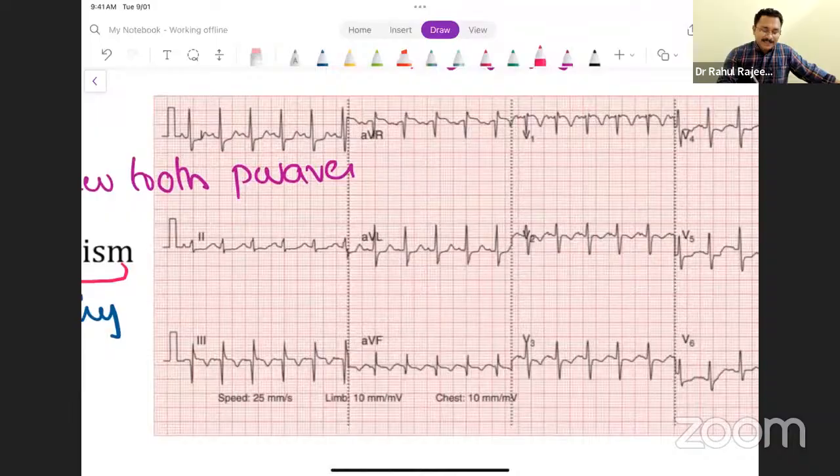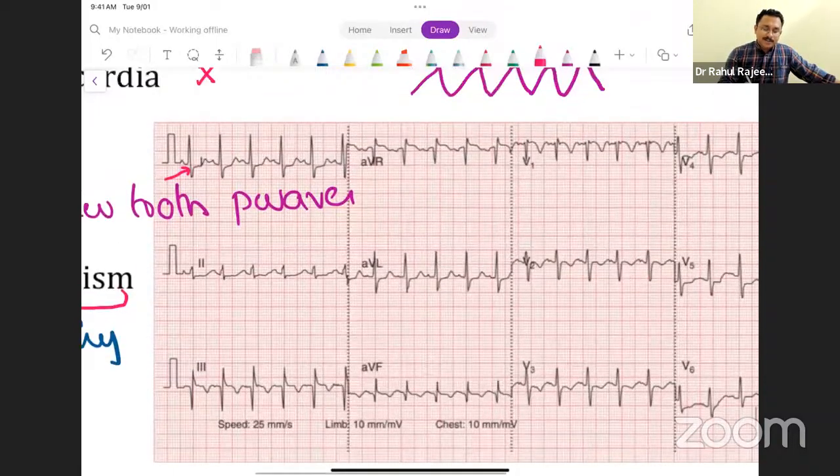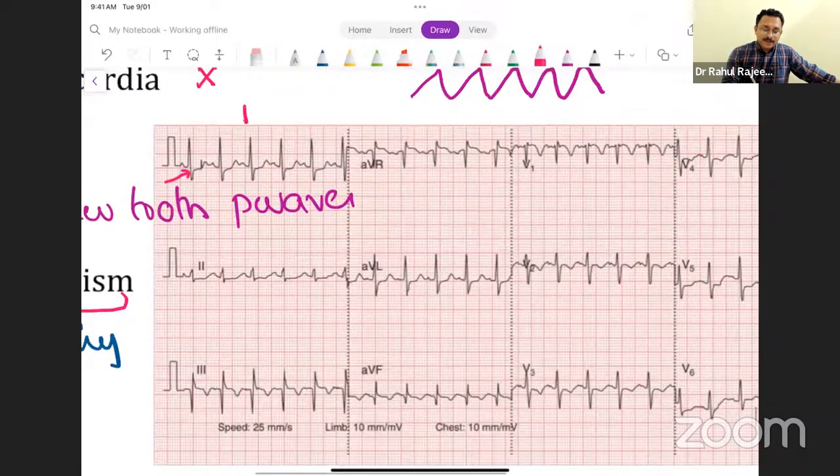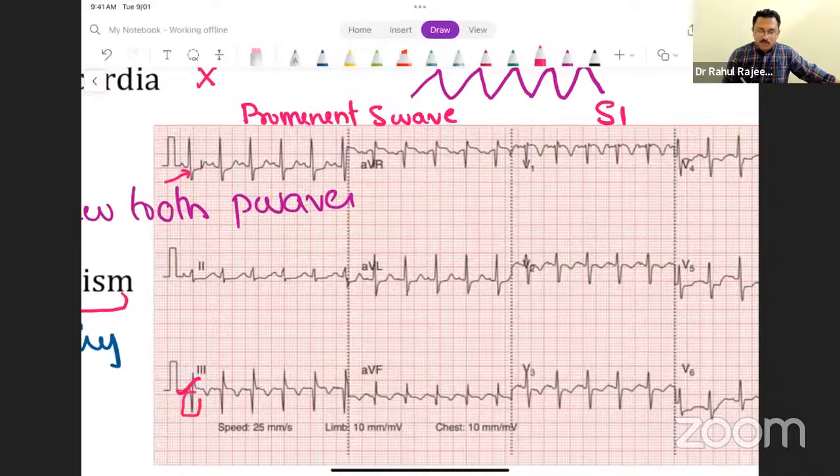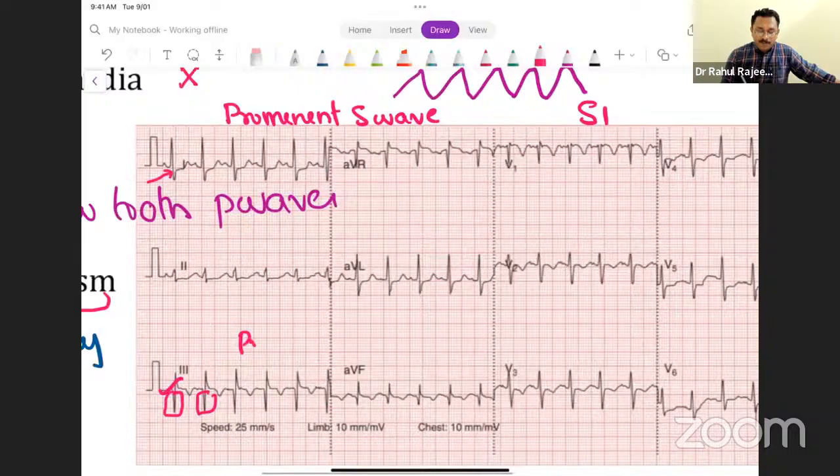I can see that in lead 1, there is a prominent S wave. So that is S1. Then in lead 3, you can see a very prominent Q wave. Can you see the very prominent Q waves in lead 3?